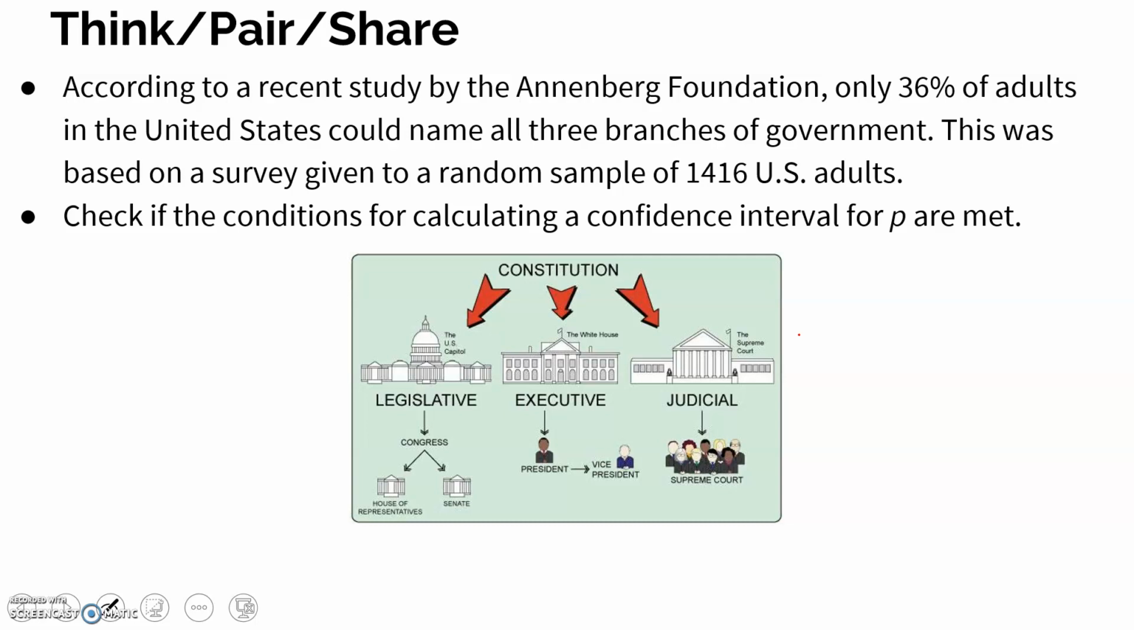Okay, so here, according to a recent study by the Annenberg Foundation, only 36% of the adults in the U.S. could name all three branches of government. And this was based on a survey of a random sample of 1,416 adults. All right, so here notice they gave you p hat right away. Nothing to divide or calculate. And that p hat is 0.36. Always write it as a decimal. Don't write it as a percentage.